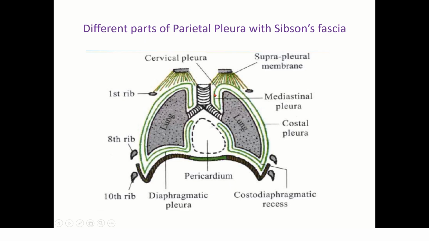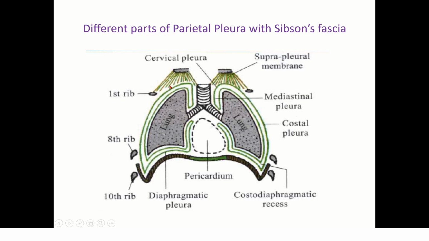So the parietal pleura has four parts: the mediastinal pleura facing the mediastinum, the cervical pleura facing the neck, the costal pleura lining the back of the sternum, the ribs, intercostal spaces and sides of the vertebrae and the intercostal muscles. And here you can see the diaphragmatic pleura lining the thoracic surface of the diaphragm.